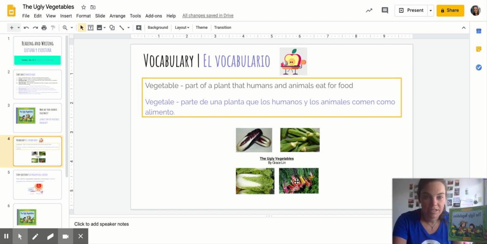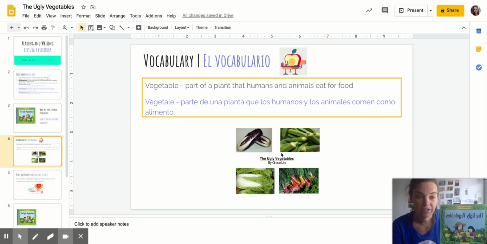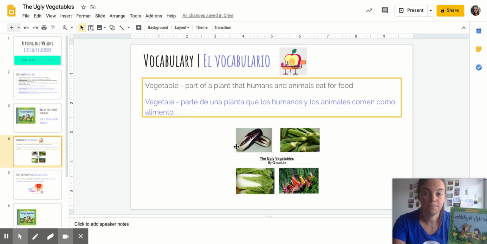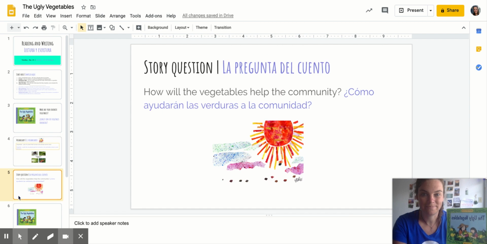These are pictures of some of the vegetables we're going to read about in this story. So we're actually going to get to see some vegetables that you might not usually eat or might not usually see in the store, because vegetables look different all over the world. So there's lots of different types and different kinds that people eat.